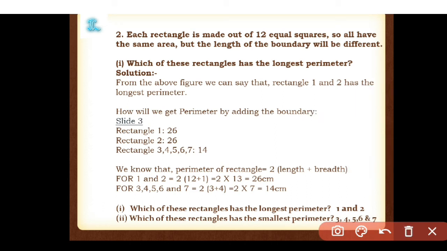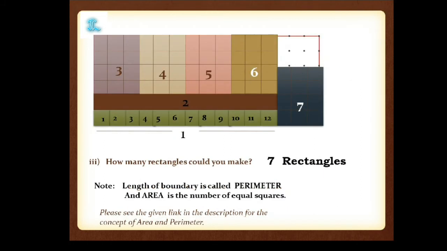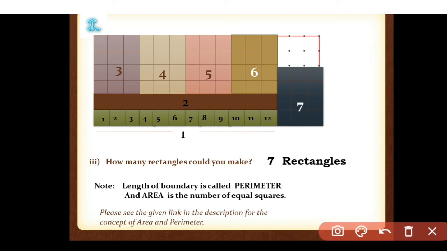Now next, which of these rectangles has the longest perimeter? Already we have seen this figure before. First we'll go back to the figure and find out the perimeter. Now this is the figure. Just now I told you how we will find the perimeter. If we add the boundary, we will get the perimeter. And for area, if we add the number of square units inside, then we will get the area.